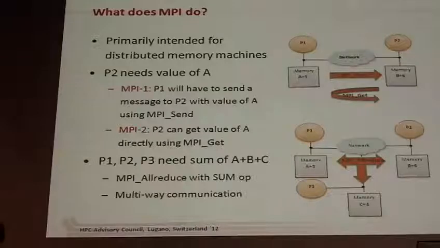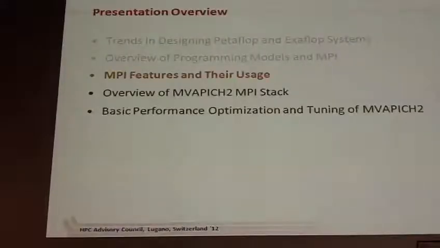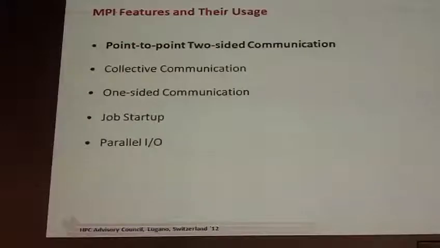So this is a very high-level perspective of what MPI does, and then I'll try to go into more and more details. Within MPI, these are the broad features, and this is what I was telling you about the car. There are some basic features, like an accelerator and some gears, which we commonly use. So that means point-to-point two-sided communication, collective communication, one-sided communication, job startup, and parallel I/O. I'll just be focusing on these five.